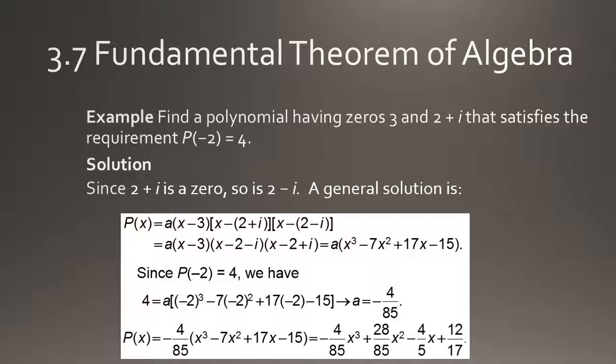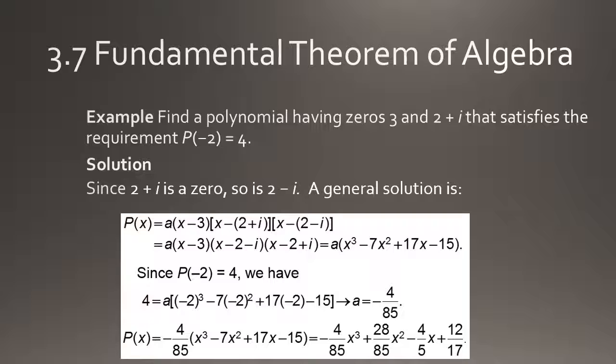Okay, we know that since 2 plus i is a zero, then 2 minus i must also be a zero. A general solution is going to be p of x equals a, some number out front, times x minus 3, that's the first zero, times x minus (2 plus i), that's the other zero they gave us, times x minus (2 minus i), which is the conjugate of the zero they gave us.